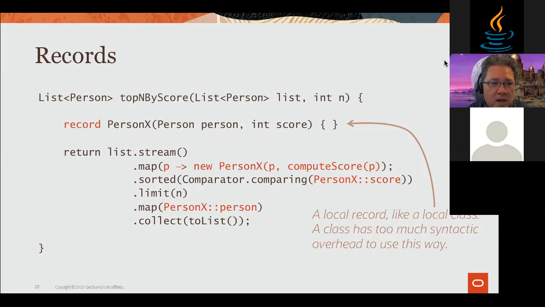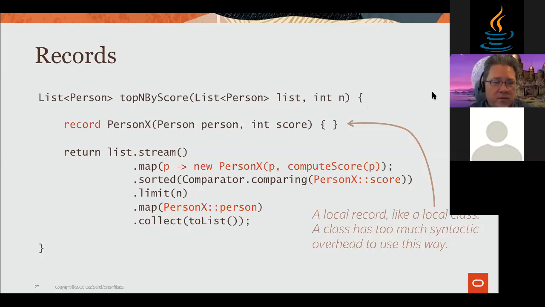So a record is just a class. You can declare a local record just like you could declare a local class. But since a record defines the constructor and accessor methods for you, it's a one-liner. You have to give it a name, PersonX in this example, but basically this is a simple aggregate that contains a person and a score.